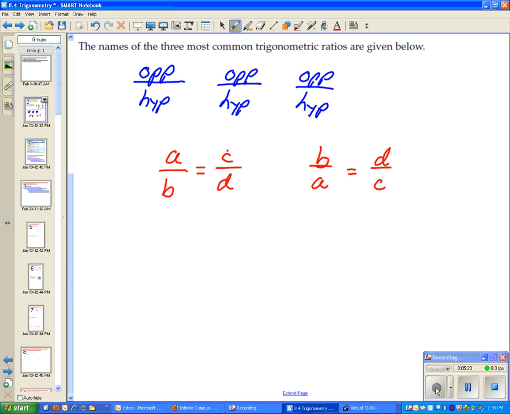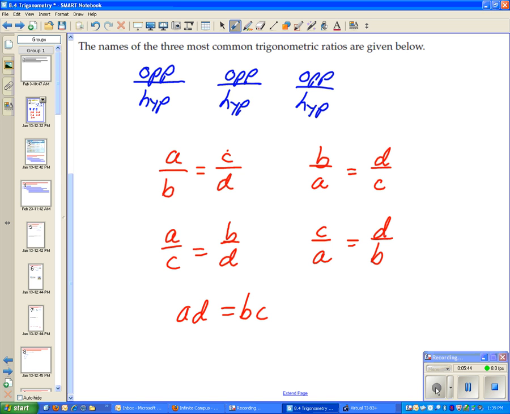In fact, if I even did this, or this, all four of those proportions are saying the exact same thing. Here's how I know why. When I do cross products, don't I get that for all four of those?